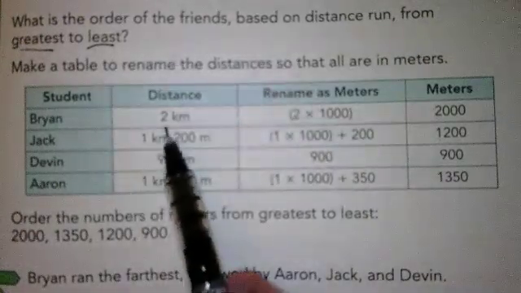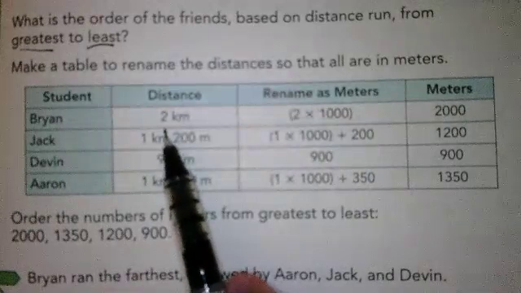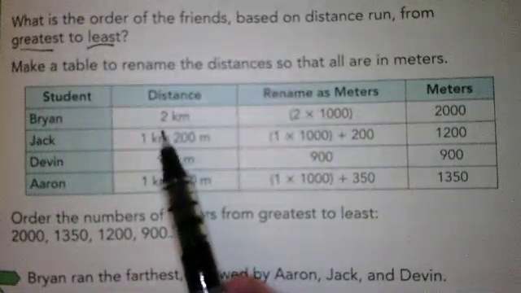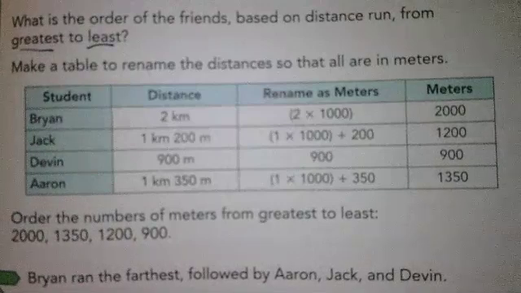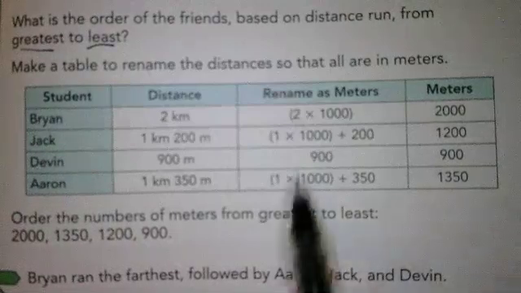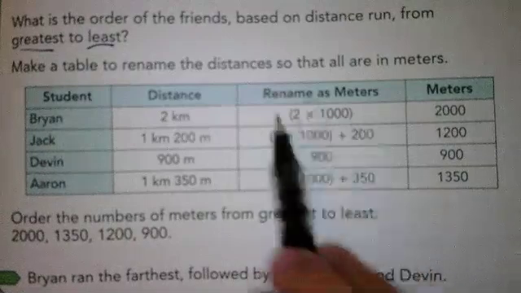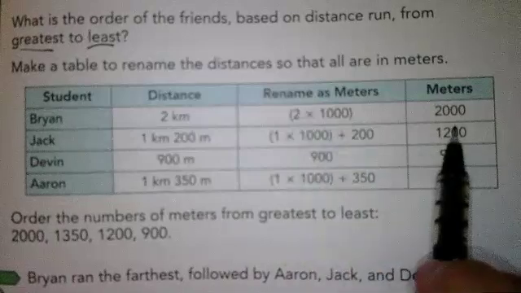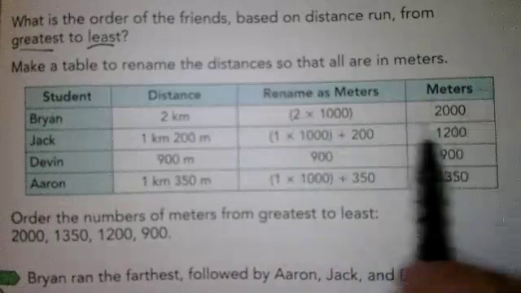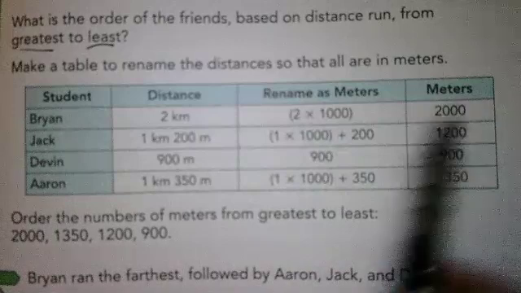So 2 kilometers, how could we figure out how many meters that is? Well, how many meters are in 1 kilometer? 1,000. So how can I figure out how many meters are in 2 kilometers? 2 times 1,000. It has 2 times 1,000 written in for me here. And then 2 times 1,000 equals, of course, 2,000, right? So that's over here in the meter section.